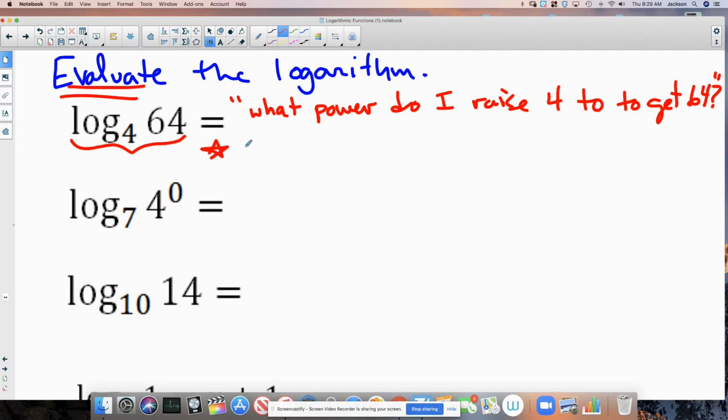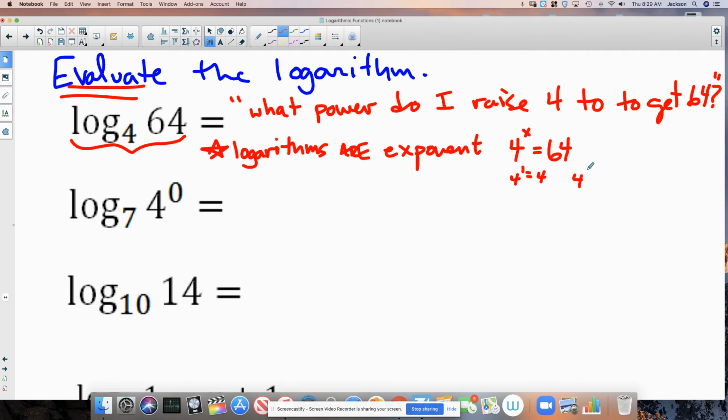What have we said before? I'm going to keep saying this over and over again. Logarithms are exponents. So they represent a number. This whole package, this log little 4 big 64, this whole package of numbers and letters represents a number. It represents the number that I can raise 4 to. So I can say 4 to the x power is equal to 64. And this happens to be one of the powers of 4. 4 to the first power is 4. 4 squared is 16. 4 cubed is 64. So the value of this logarithm, to get back to the original problem, is 3. This whole package is equal to 3 because 4 cubed equals 64.